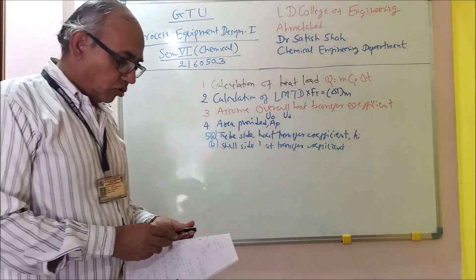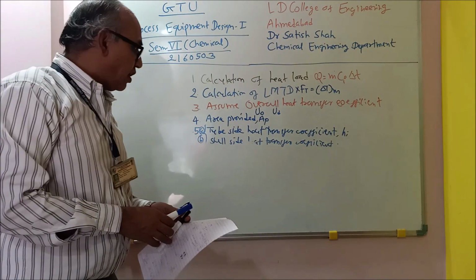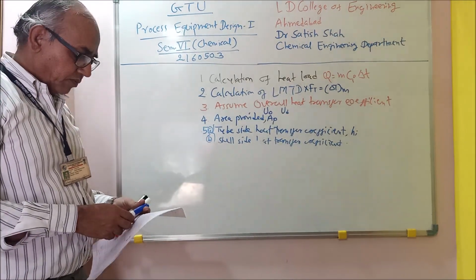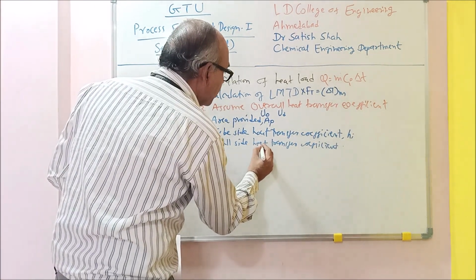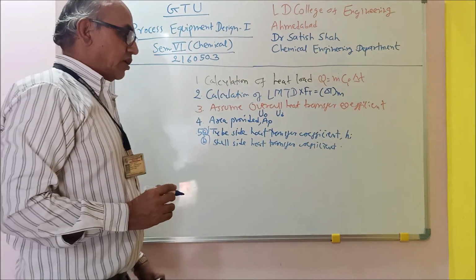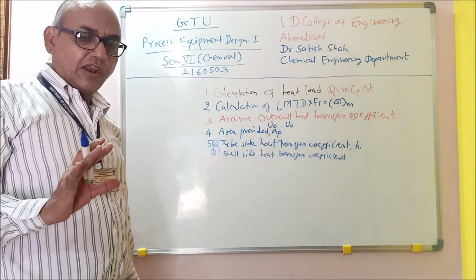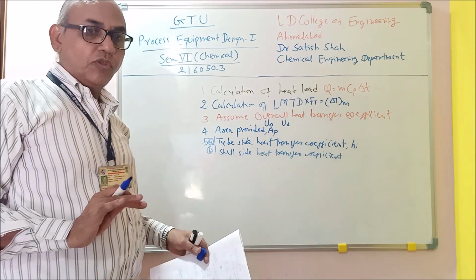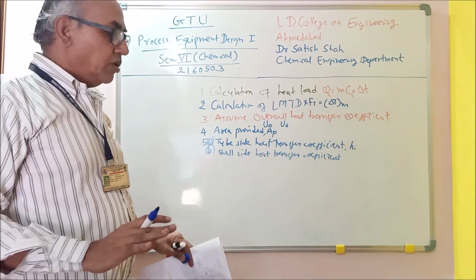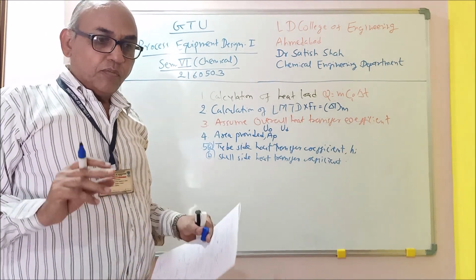Alright, so let us now discuss the shell side heat transfer coefficient calculation. I have already told you how to calculate the shell diameter. Now, once everything is known to you, the number of tubes is known, the shell diameter is known, and the baffle spacing.